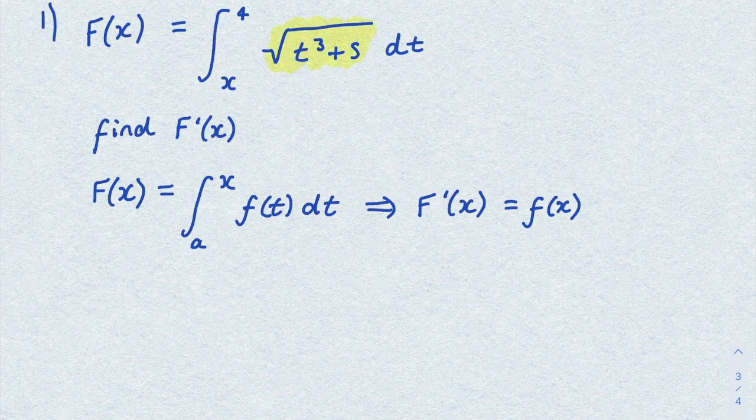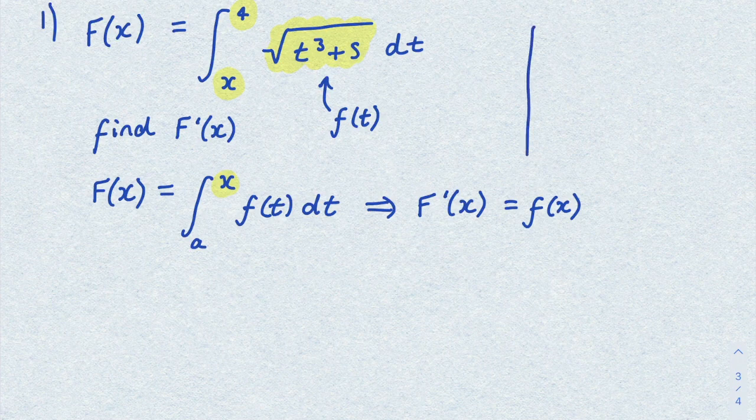Now this integral is fairly similar. We've got some function of t here, and we're integrating with respect to t, but the difference is that we've got a constant 4 for our upper limit, and then our x value down here is our lower limit. Whereas the Fundamental Theorem of Calculus says that our x value should be our upper limit. So essentially we're going to have to rewrite this integral.